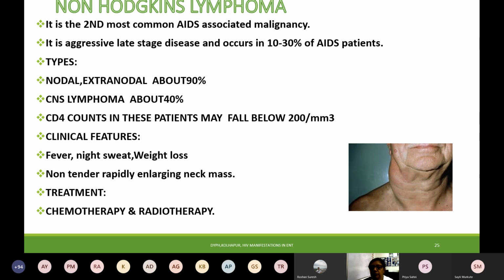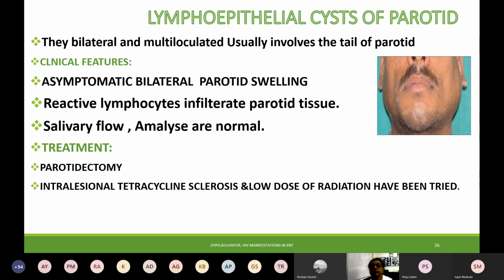The treatment we give is chemotherapy and radiotherapy. Hodgkin lymphoma and non-Hodgkin lymphoma are very sensitive to chemotherapy and radiotherapy. Now, lymphoepithelial cyst of the parotid is also associated with HIV. They are bilateral, multiloculated, and usually involve the tail of the parotid. You can see here, bilateral. So if such a patient comes, you must think about HIV.